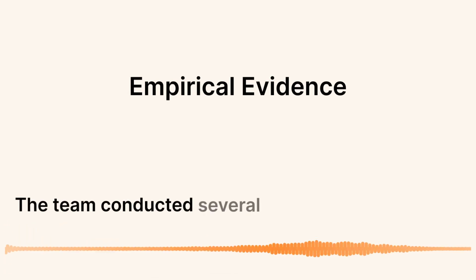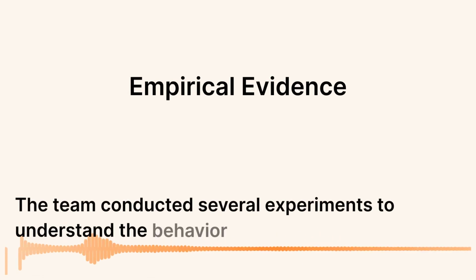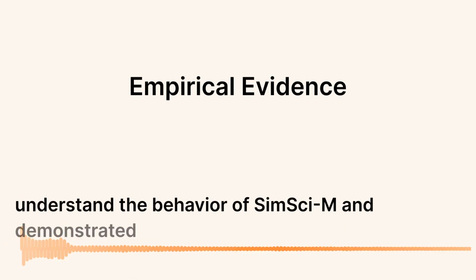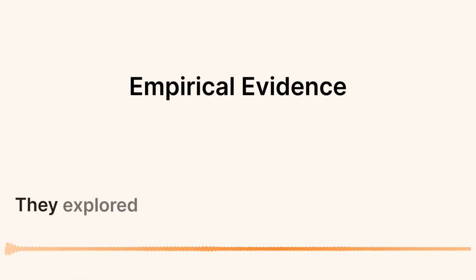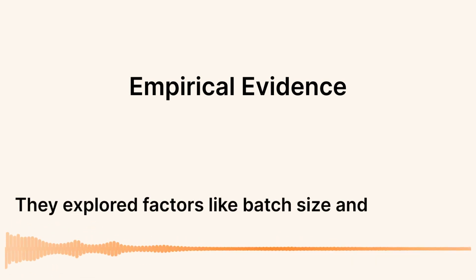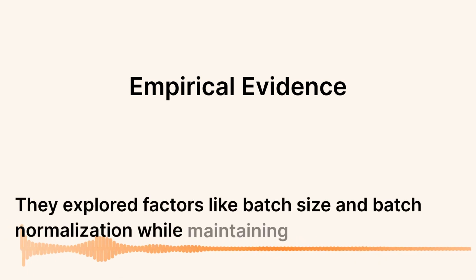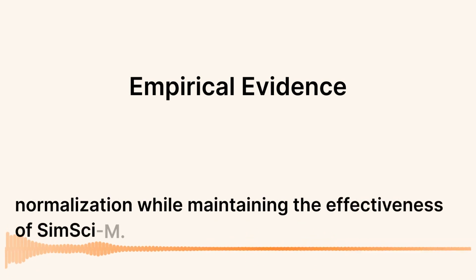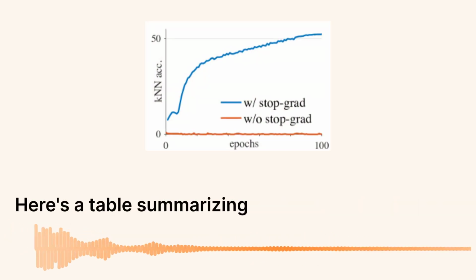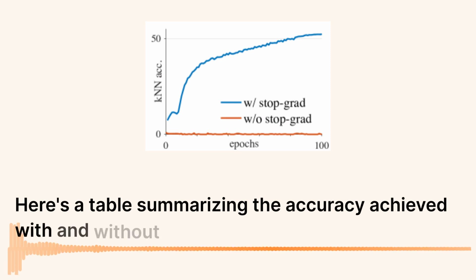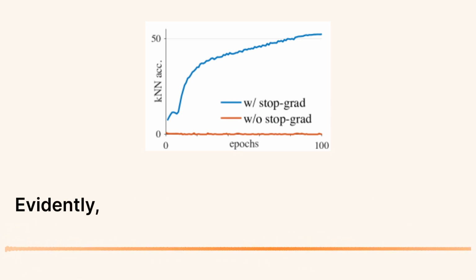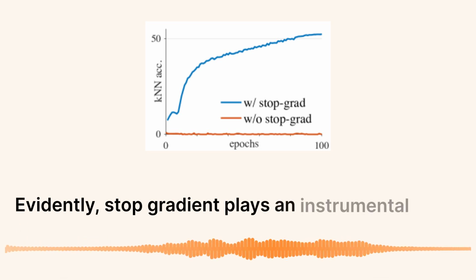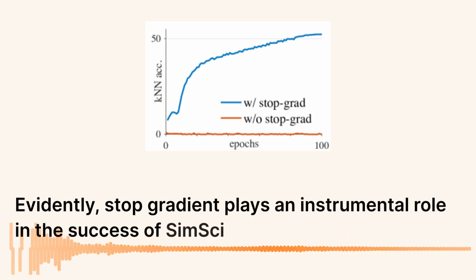The team conducted several experiments to understand the behavior of SimSiam and demonstrated that it does not collapse under various conditions. They explored factors like batch size and batch normalization while maintaining the effectiveness of SimSiam. Here's a table summarizing the accuracy achieved with and without stop gradient under different settings. Evidently, stop gradient plays an instrumental role in the success of SimSiam.